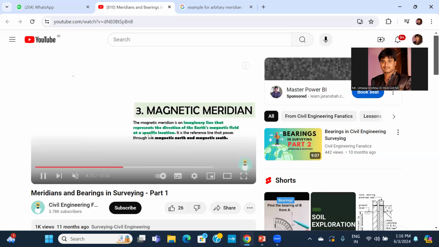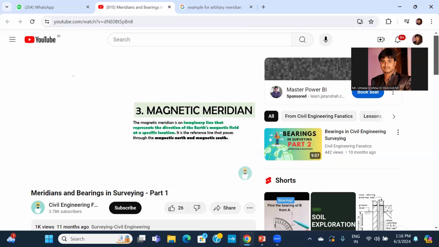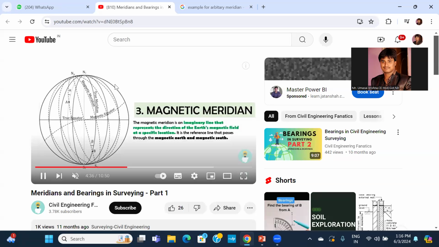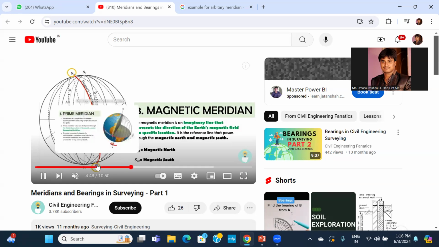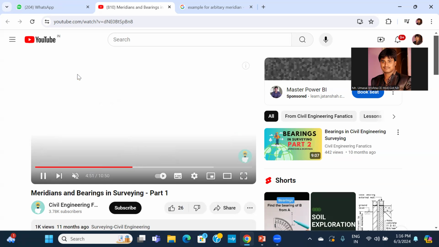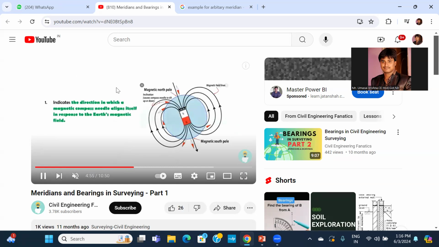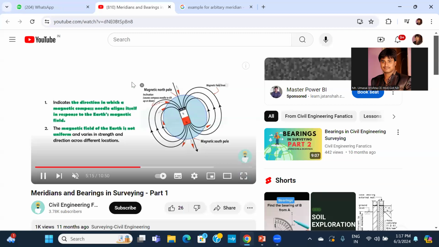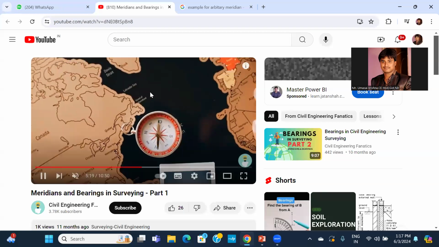And the third one, magnetic meridian. It is an imaginary line that represents the direction of the Earth's magnetic field at a specified location. Here, the Earth's magnetic field is taken into consideration. Due to that magnetic field, the Earth's axis is tilted. This dotted line represents the magnetic north and magnetic south. These dotted lines passing from the magnetic north to the magnetic south are known as the magnetic meridians. There will be many magnetic meridians as well as many true meridians. It depends upon the placing of the magnetic bar.